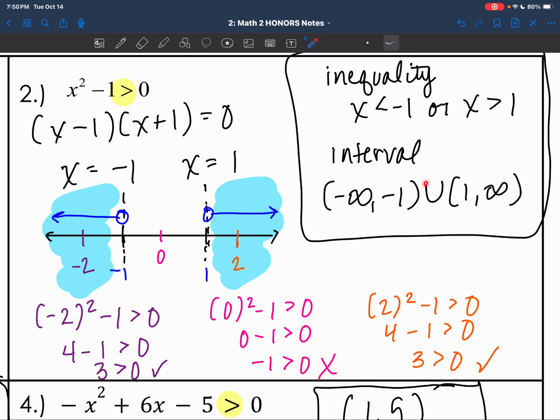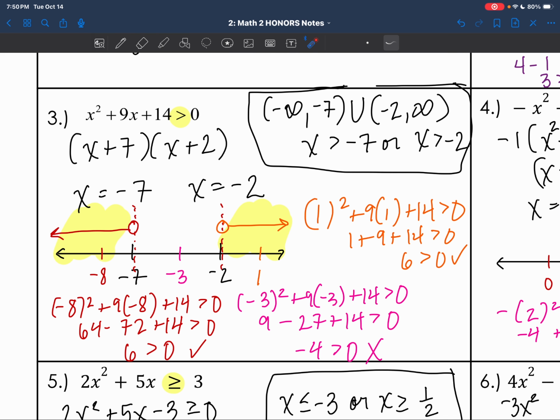And we're going to do this. This is union, meaning it's either-or. And then now, look here, since this is open, we want a parenthesis, and then it's going to infinity, which is out that way. So these are the inequality and interval notation.